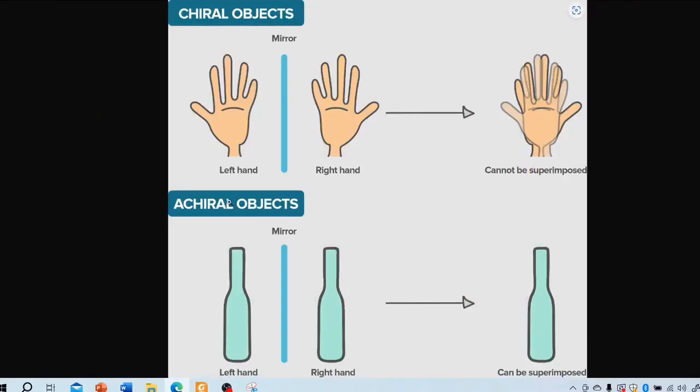Just look at this. They are achiral objects, so these two can be superimposed, completely overlapping each other. But if these two are superimposed, they will look like this. They cannot be superimposed. They cannot overlap each other completely.